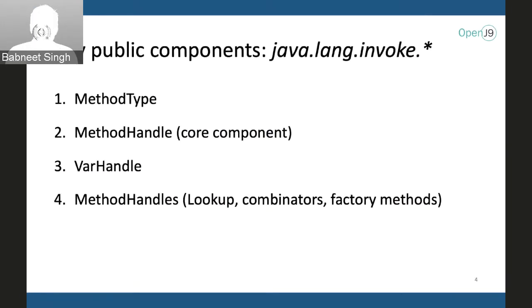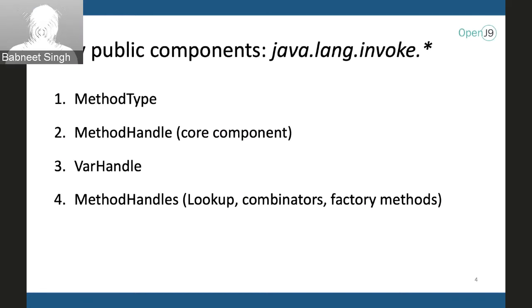Before that, we are going to cover the basics of the invoke package. As a refresher, the four main components of the invoke package are listed here. The method type class represents a method, specifically the input argument types and the return type for that method. It gets consumed by a method handle, which ends up being one of the core components of this invoke package. And it is a dynamically typed reference to a method, and it allows invocation of those methods it points to.